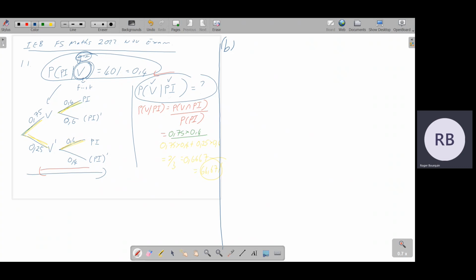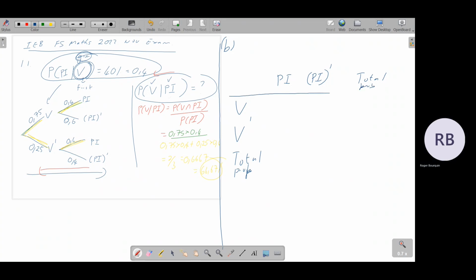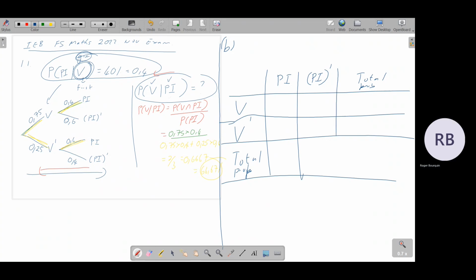So the two conditions we're looking at, is vaccinated, not vaccinated. We need totals. And then we're going to have previous infection, not previous infection, and total. That total now is probability. Total probability. So your table will be something like this. And the only thing at this stage I really know that I can fill in on the table is that I know that the total probabilities have to add up to 1.